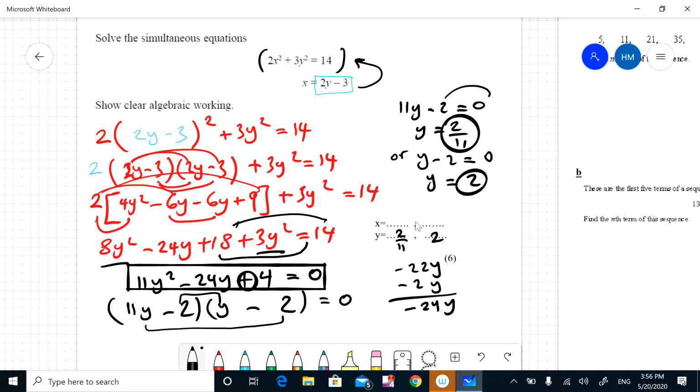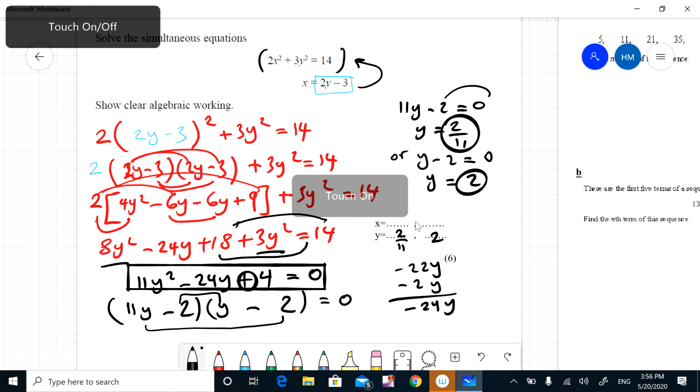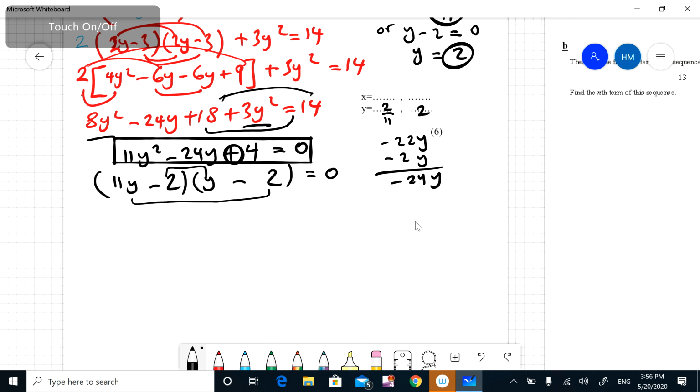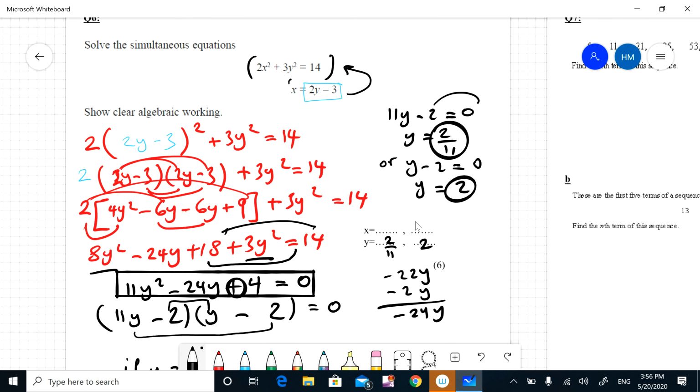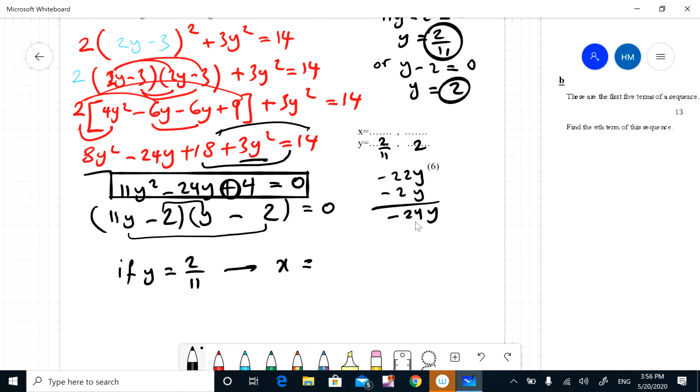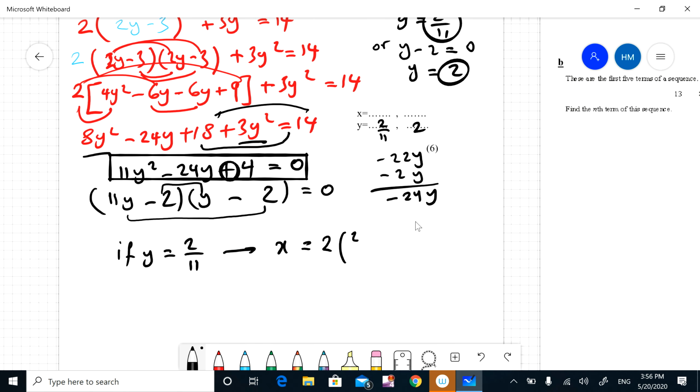But what about x? We have the formula of x: x equals 2y minus 3. So if y equals 2 over 11, x is what? If you return to the equation, x is 2y minus 3, so it is 2 multiplied by 2 over 11 minus 3. So it will be 4 over 11 minus 3, which is negative 29 over 11.